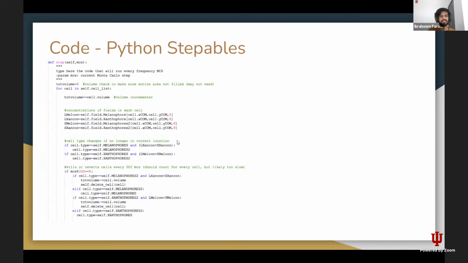And then there are, I guess, 3 important parts to our steppables. One of them is cell death checks, where we check to see if the cell is no longer in its appropriate environment, and then we give that cell a certain amount of time to move to its appropriate field location. If it is no longer in that location after that time check, then we'll kill off the cell. If it is in the right location, then we leave it.